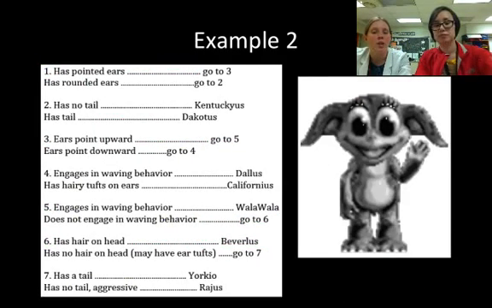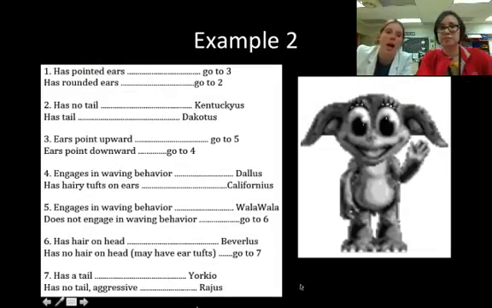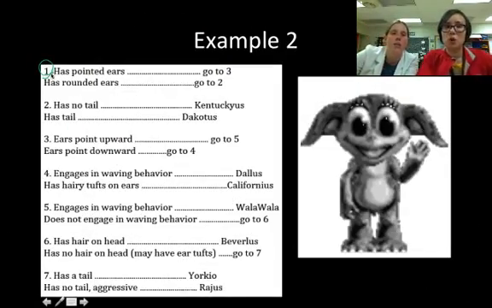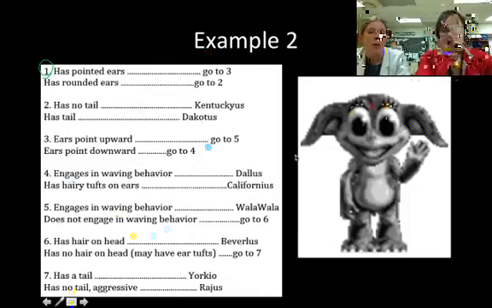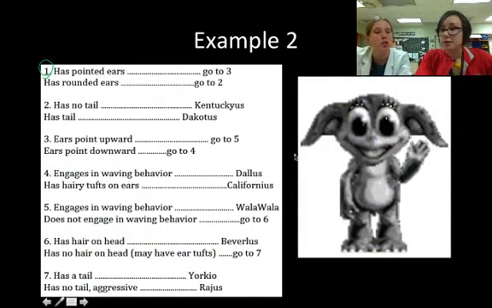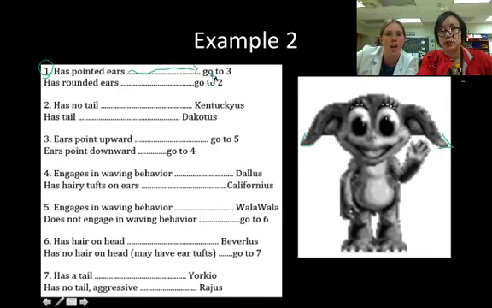Okay, so here's creature number 2. So I'm going to start at number 1, our number 1 rule. All right, and we're going to go a little bit quicker this time. Let's try it out. So my first choice is, has pointed ears or has rounded ears? I'm looking at my picture. I'm thinking these ears are definitely pretty pointed, pointy. I'm going to follow my direction and go to 3.